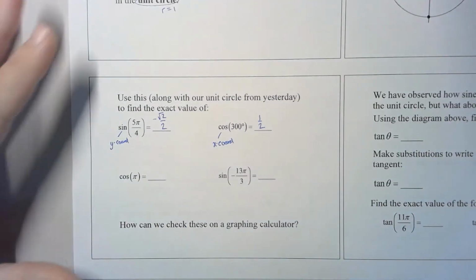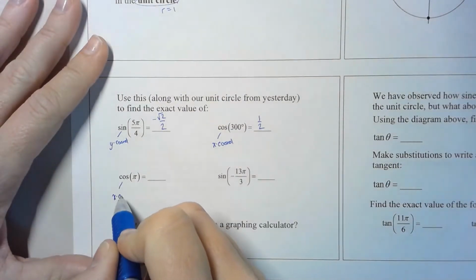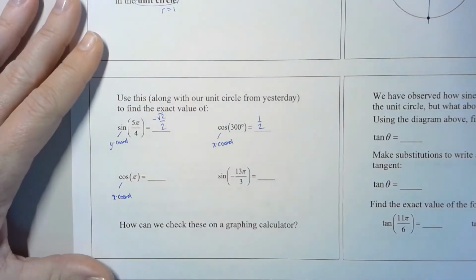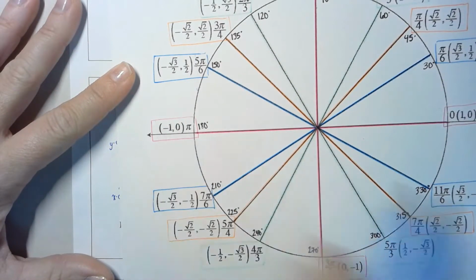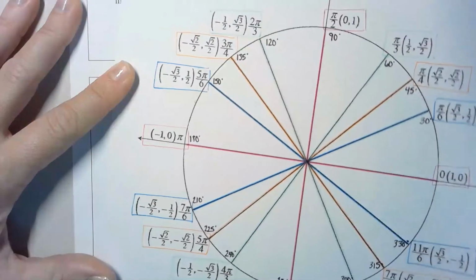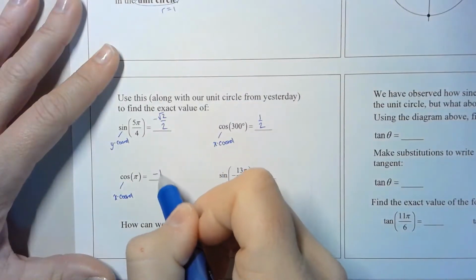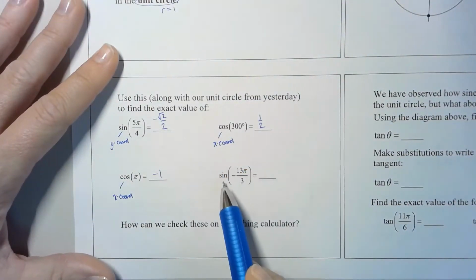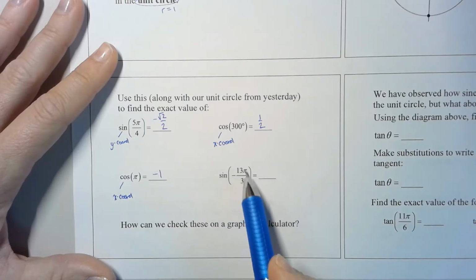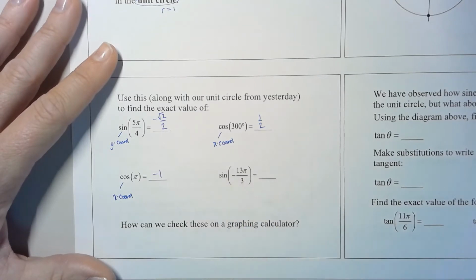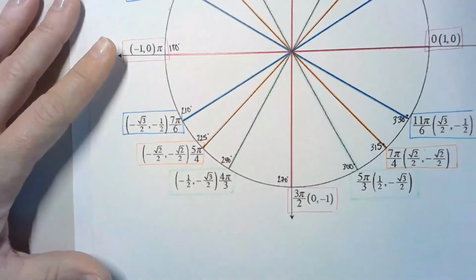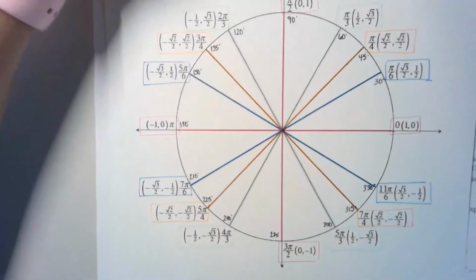All right, they want the cosine of pi. Again, cosine is the x coordinate, so I'm going to go find pi, which is here. And the x coordinate is -1. And then they want the sine of -13 pi over 3. Well, what we need to remember is that's going to be outside of our circle. Let me back this up even more.